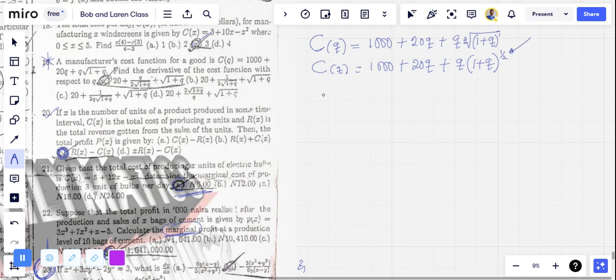So now let's go ahead and differentiate. We want to differentiate that cost function, which is in terms of q, with respect to q as well. That's been said there. They said find the derivative of the cost function with respect to q, and that will be equal to, if I differentiate 1000, that gives 0. And if I differentiate 20q, there's an invisible 1 here. 1 times 20 is 20. Then if you subtract 1 from the power, you have q raised to the power of 1 minus 1, and that is q raised to the power of 0, and that will give us 1. So 1 times 20, I'll be left with 20.